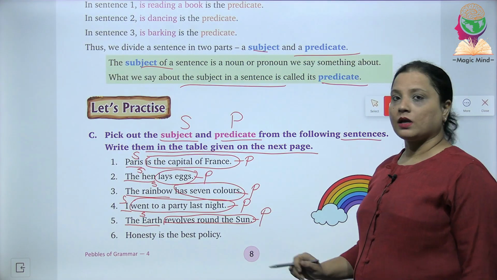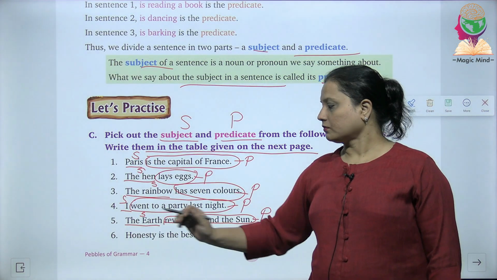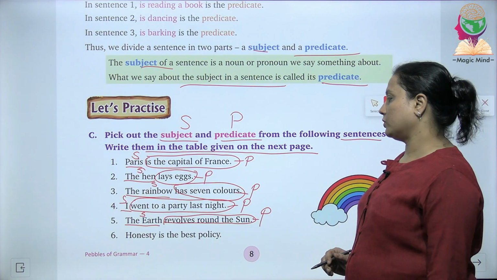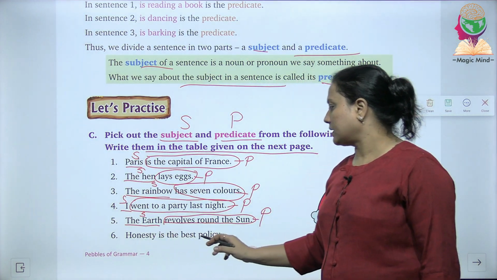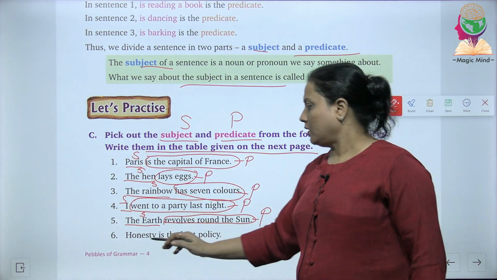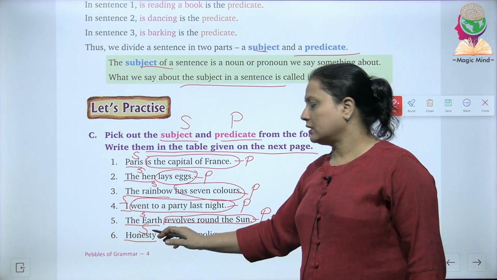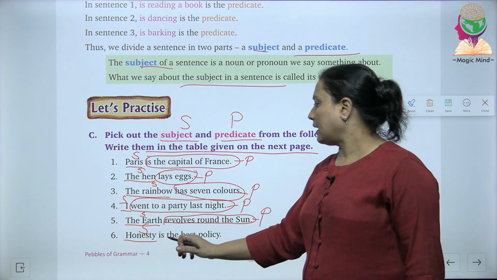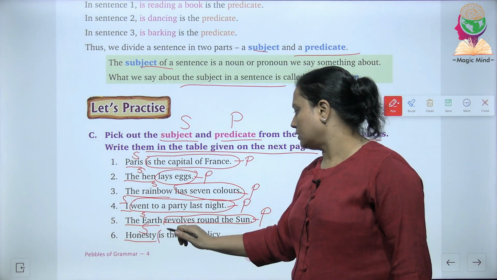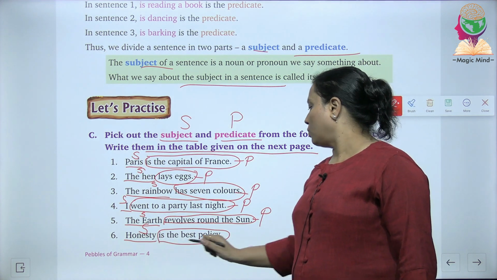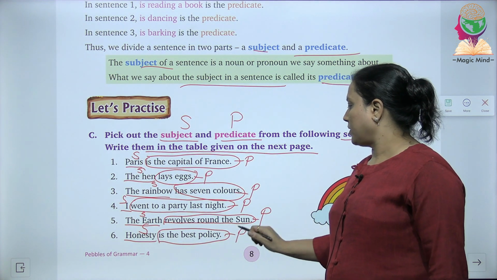Here is the predicate. The sixth statement of the sentence is honesty is the best policy. Here honesty is the subject, this is the abstract noun, and is the best policy is the remaining part. It's the predicate.